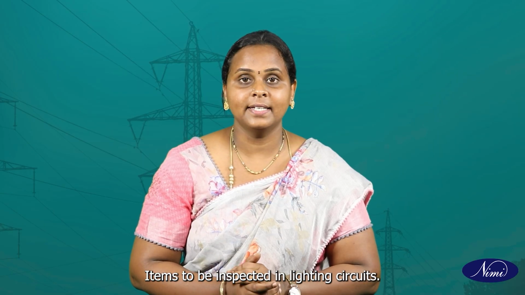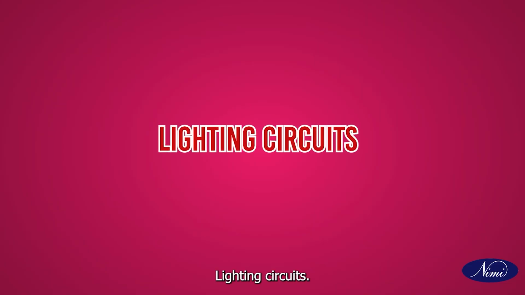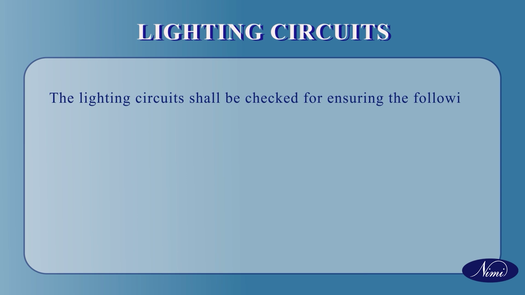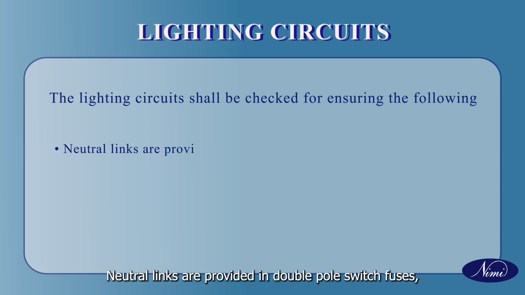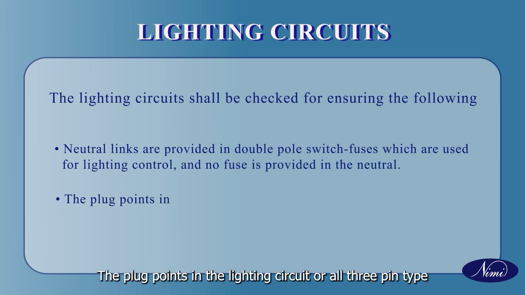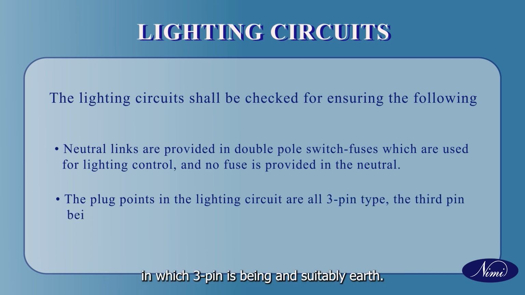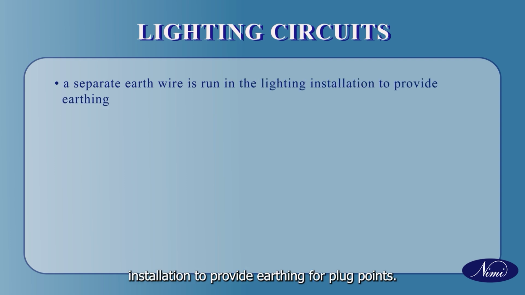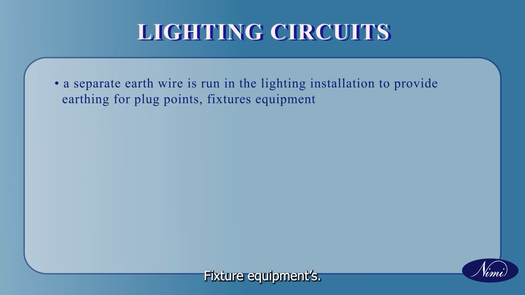Items to be inspected in lighting circuits. The lighting circuit shall be checked for the following. Neutral links are provided in double pole switch fuses which are used for lighting controls, and no fuse is provided in the neutral. The plug points in the lighting circuit are all 3-pin type in which the third pin is suitably earthed. A separate earth wire is run in the lighting installation to provide earthing for plug points, fixtures and equipments.